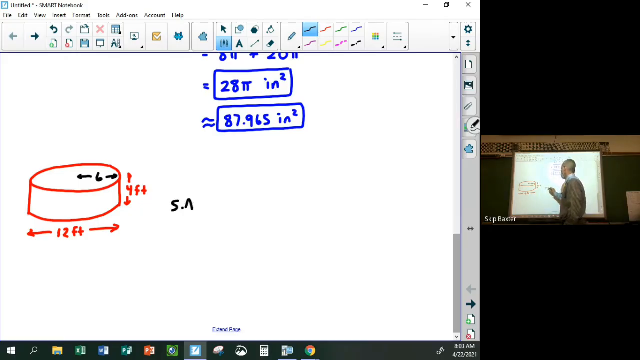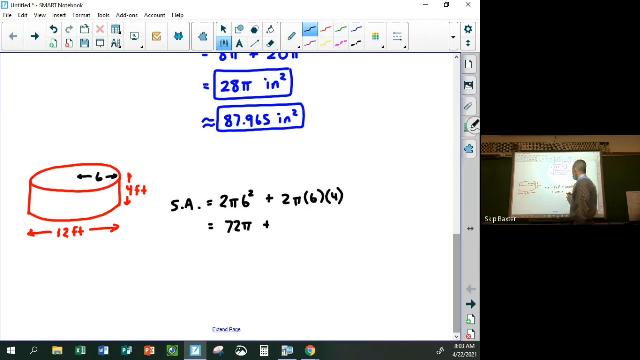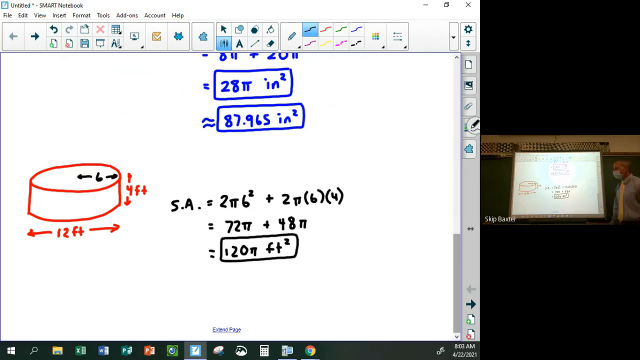And then just apply the formula from there. So the surface area would be 2 pi r squared plus 2 pi r h. So this would end up being 2 times 36 is 72 pi plus 2 times 24 is 48 pi. So this ends up being 125 square feet. So that's one way they'll try and mess you up. They'll give you the diameter instead of the radius.